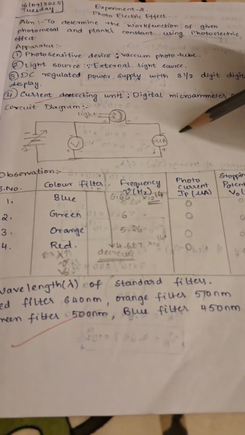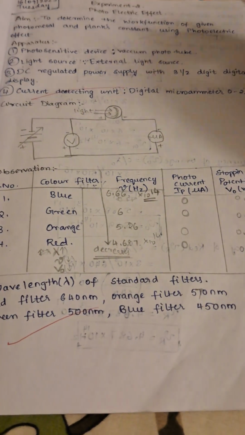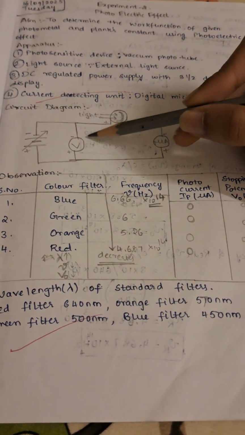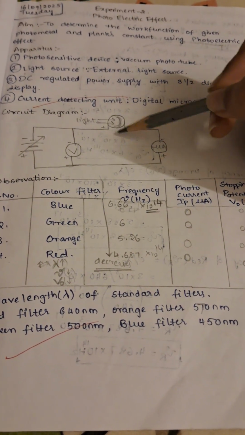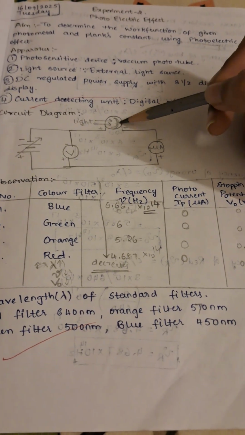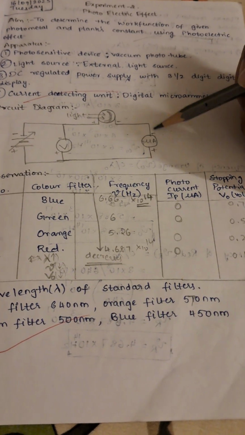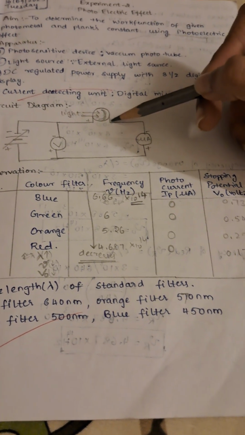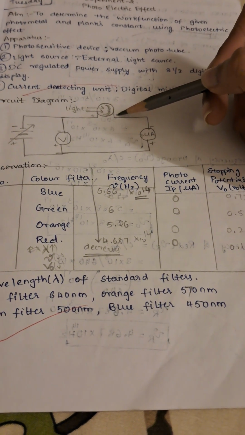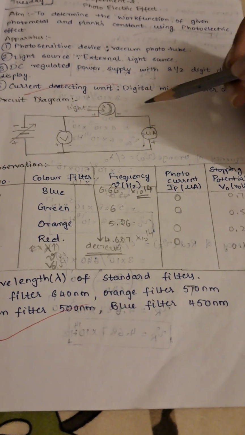Next, draw the diagram and connect according to the diagram. Like negative voltage to the positive side of this terminal, this photometal, and the negative side of the ammeter to the negative of the photosensitive device, in this way according to the circuit diagram.